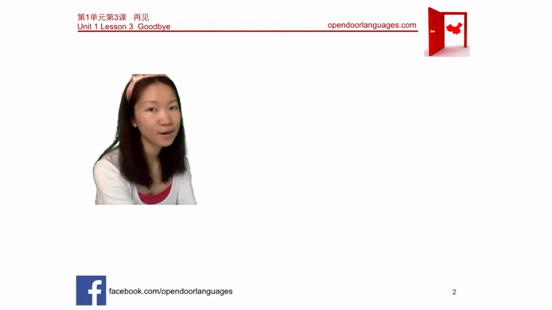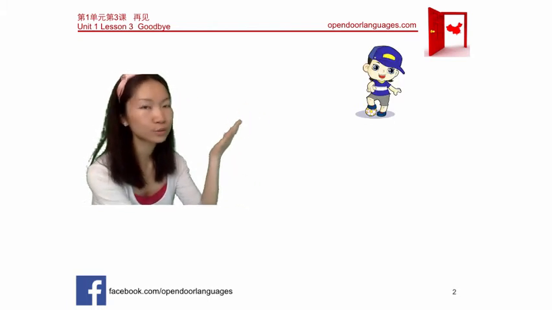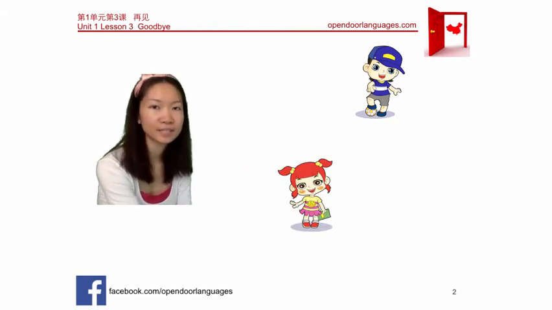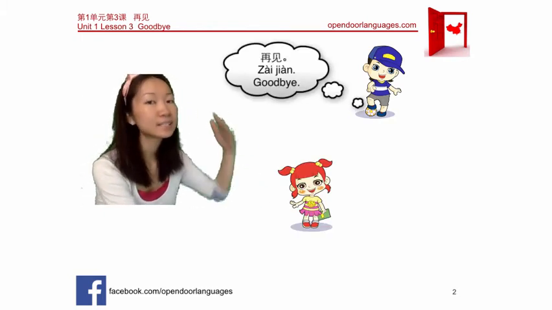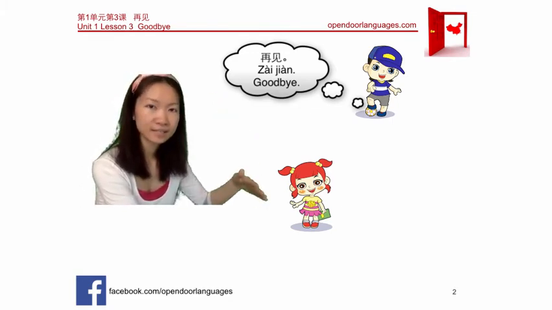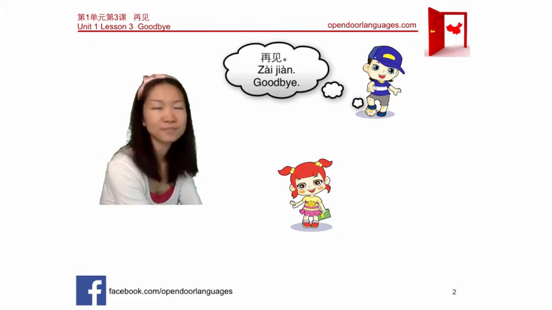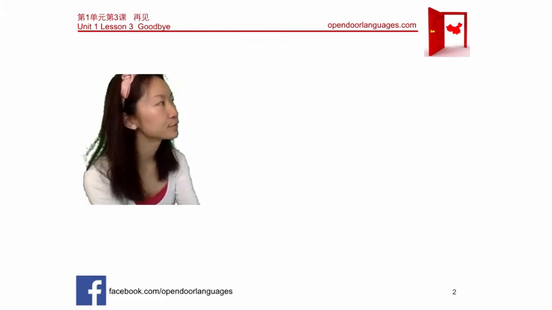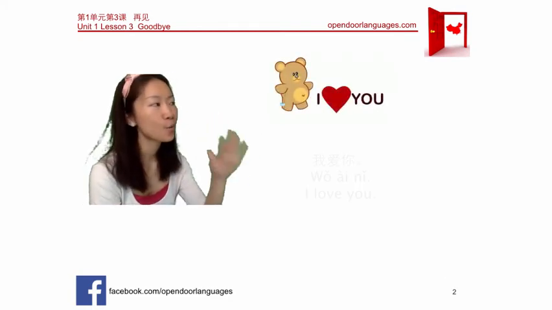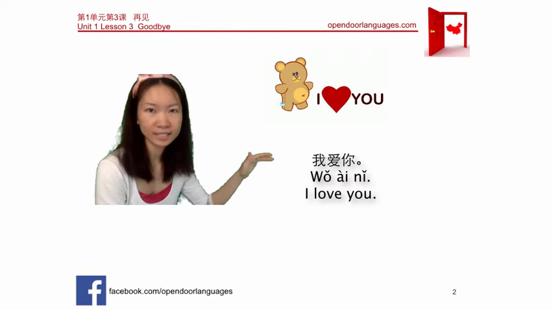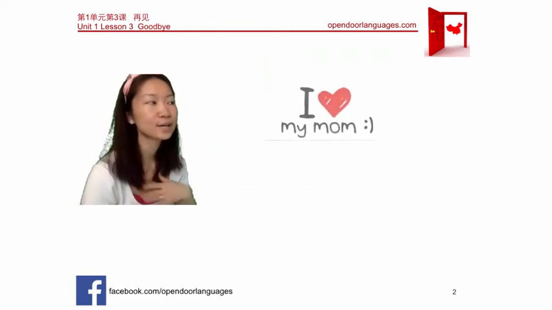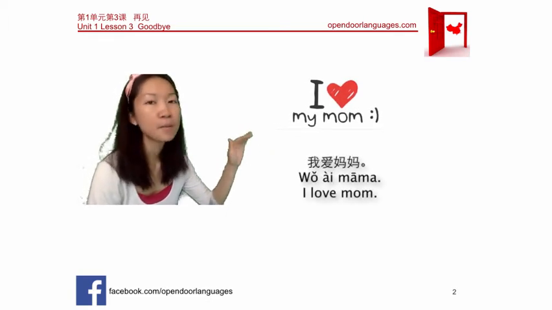Alright, now the boy wants to say goodbye to the girl. So goodbye is 再见. Huh? 再见 means goodbye. Alright, so now let's review how to say I love you. Huh? That would be 我爱你. I love mom. That would be 我爱妈妈.